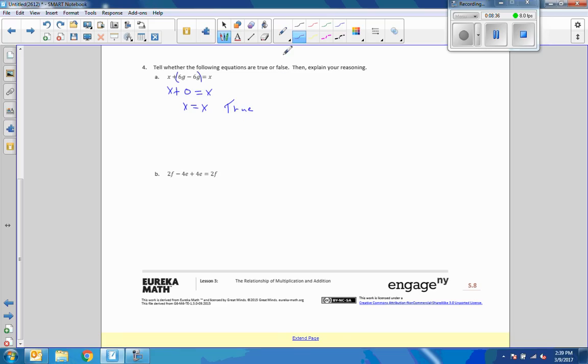Okay? Now here we have 2f. Take away 4e, then we add 4e back. So if you look right here, that is a minus 4e, a plus 4e. So that'd be the same as saying 2f plus nothing, 0, because negative 4e plus 4e are additive inverses. And that would give us 2f plus 0. Okay, subtraction identity, addition of a negative, same thing. 2f plus 0 is 2f. So therefore 2f equals 2f. Is also true. Okay?